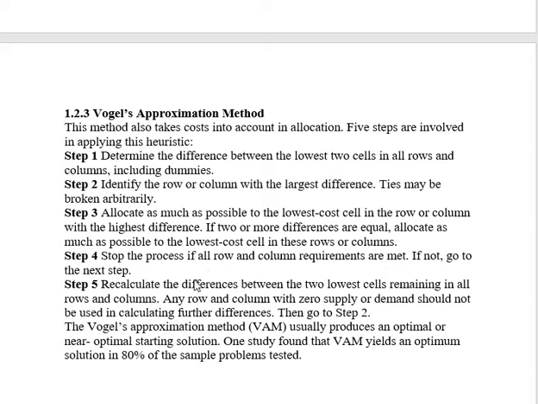Step 5. Recalculate the differences between the two lowest cells remaining in all rows and columns. Any row and column with zero supply or demand should not be used in calculating further differences. Then go to step 2. The Vogel's approximation method or VAM usually produces an optimal or near optimal starting solution. One study found that VAM yields an optimum solution in 80% of the sample problems tested.